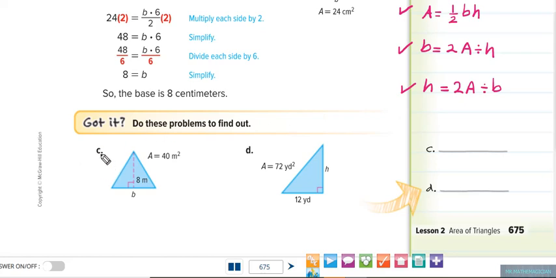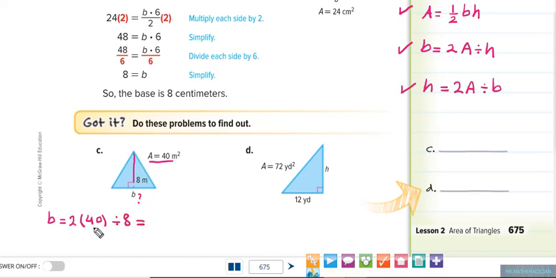Now let's try to solve problem C. I have here the area is given as 40 and the height is given as 8, and we need to find the base. Very easy. We are going to say base equals 2 times the area, means 2 times 40, then divide by the height, which is 8.